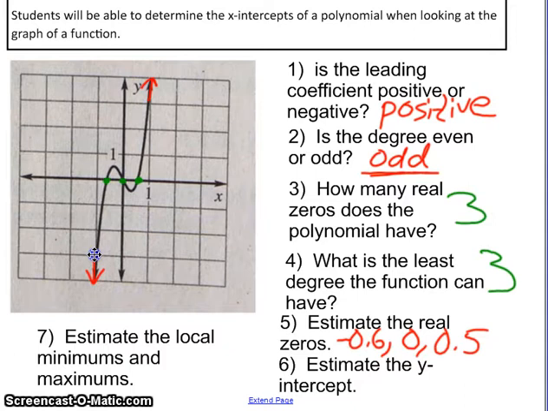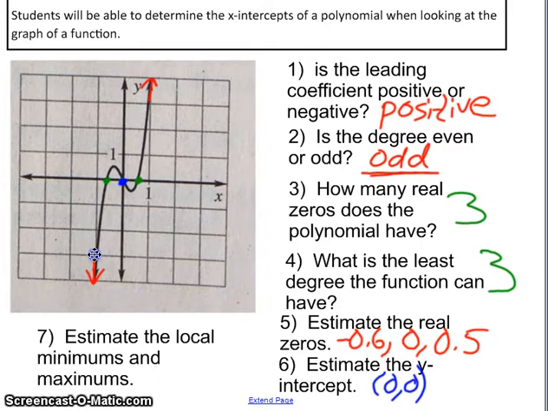Estimate the y-intercept. All right, I'm going to draw over that in blue. Again, we said that x equals 0 is about at the origin. All right, so the y-intercept is also 0. The coordinates are 0, 0 for the y-intercept.